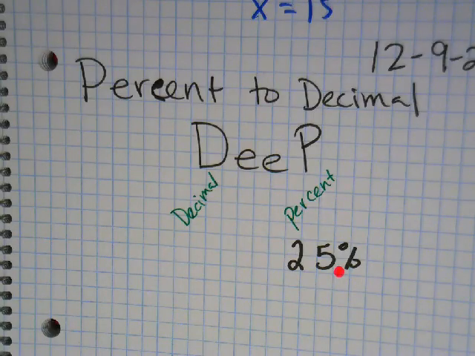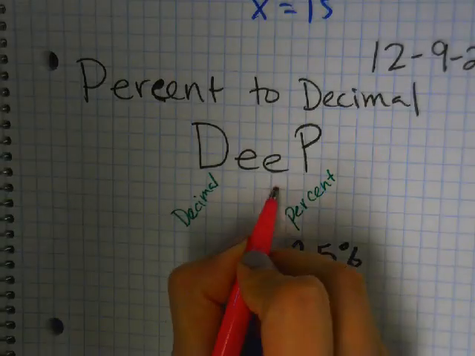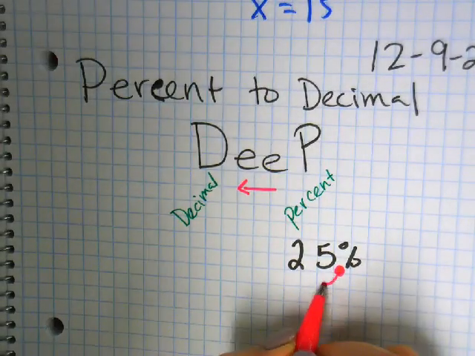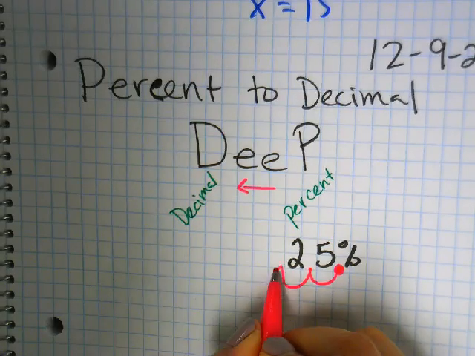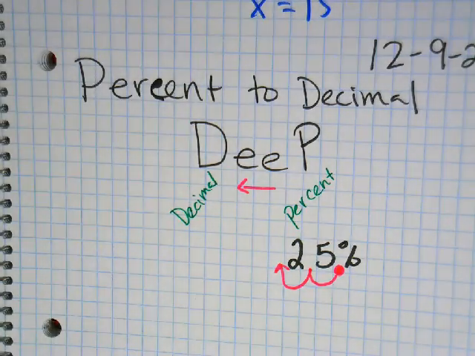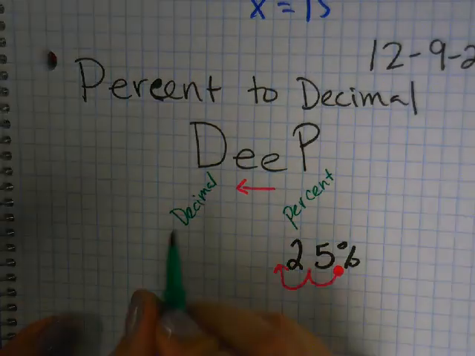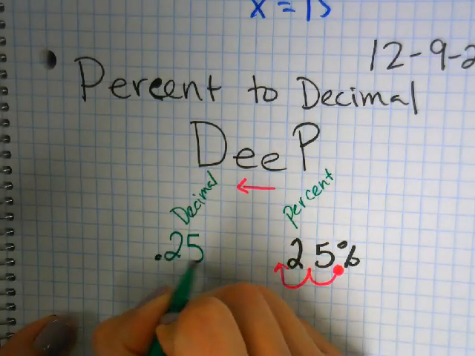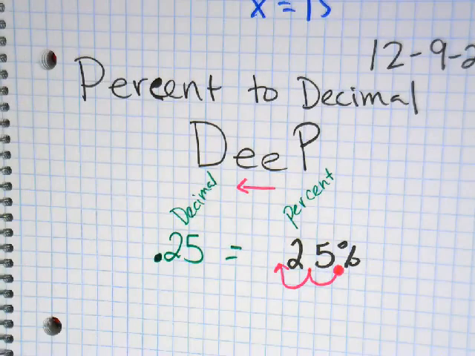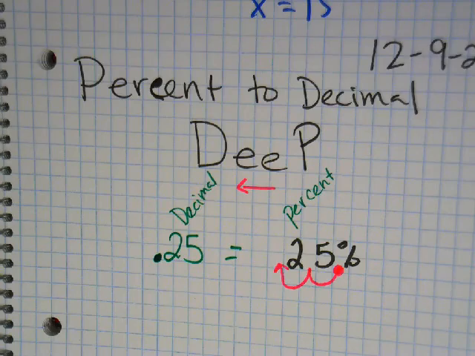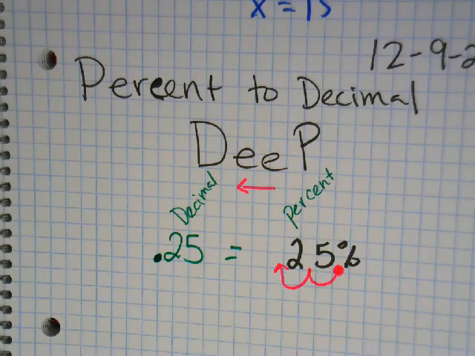Now, how many times are we going to move it? 2 times. Which way? To the left. So we're going from a percent to a decimal. We're going to move it 2 times, so we're going to go this way 2 times. 1 and a 2. Okay? So we're going slow for the kids who need to really review. And those of you who are good, thank you for your patience. So now, our answer is 0.25. And that's what we're going to be using in 7th grade.